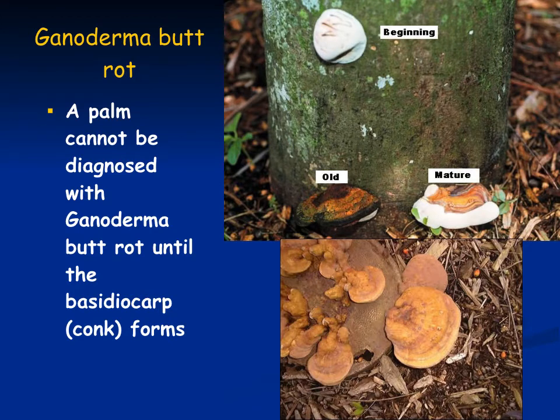Ganoderma butt rot is probably best diagnosed when you see these conchs forming at the base of the trunk. As you probably have learned in other modules, by the time you see the fruiting body of a fungus, it's the end of the line for the fungus, not the beginning. Of course, most people think this is how they start. This is how they finish off life.